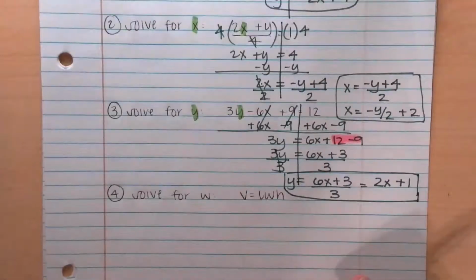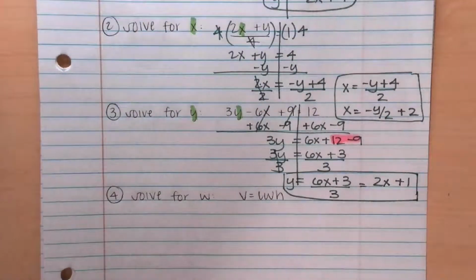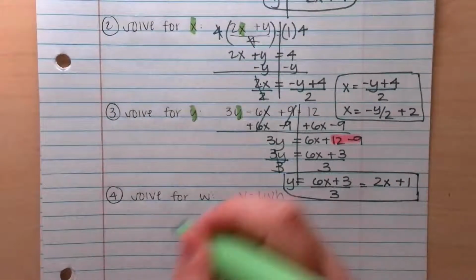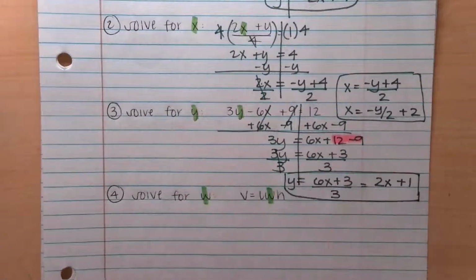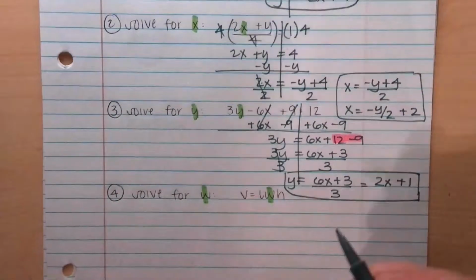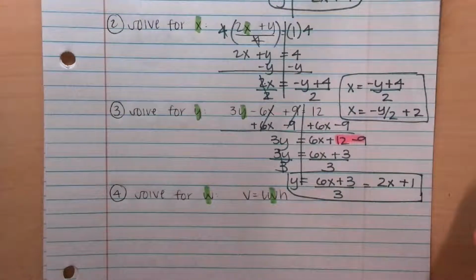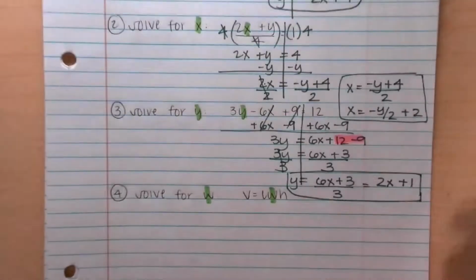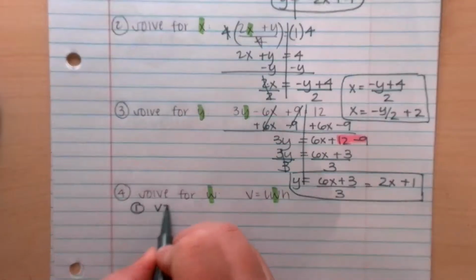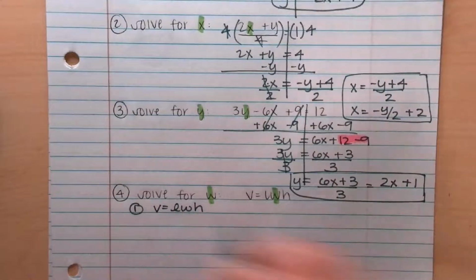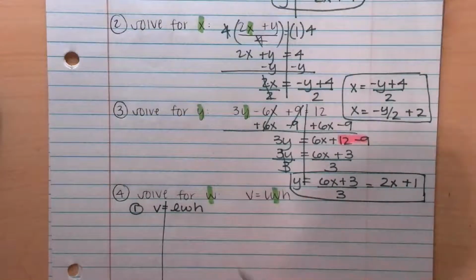Right. Number 4. This time we are solving for w. Grab the wrong green highlighter. Hopefully this formula looks kind of familiar. This is the volume of a rectangular prism formula. So we want to get this w by itself. There's kind of two ways we can go about this. The first way is, I'll do them two separate ways. So we have V equals LWH, and we want that w by itself.